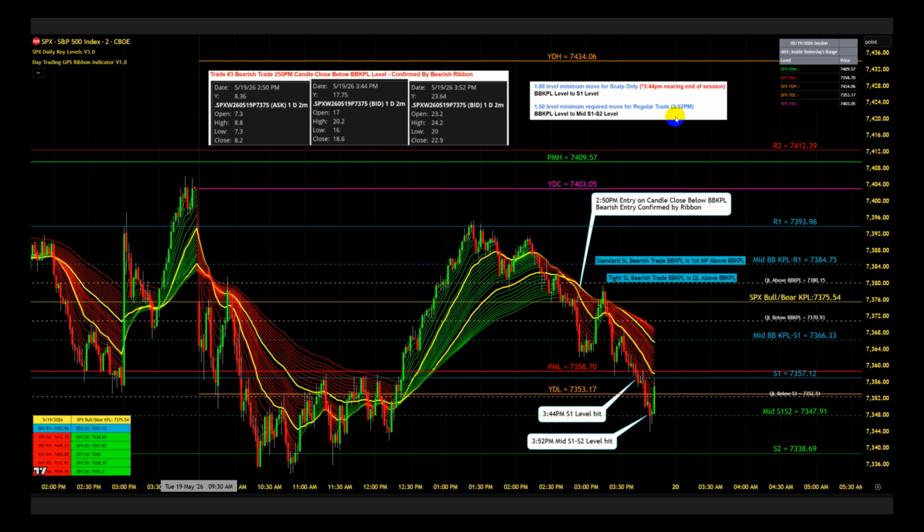At the time it does hit the mid S1, S2 level, as you can see here at the 3:52 p.m. candle close, it is $22.90 bid. So if you did hold on to any runners, any remaining runners, then that would be your exit here, because we're going into the end of the session with just a few minutes remaining.